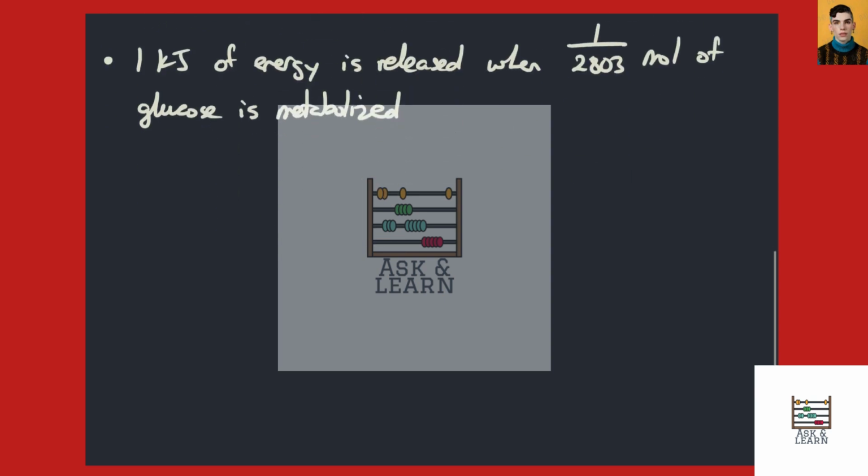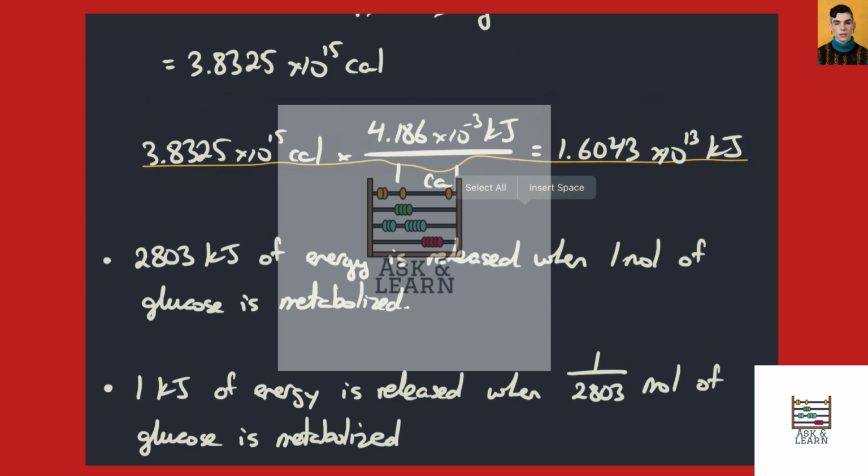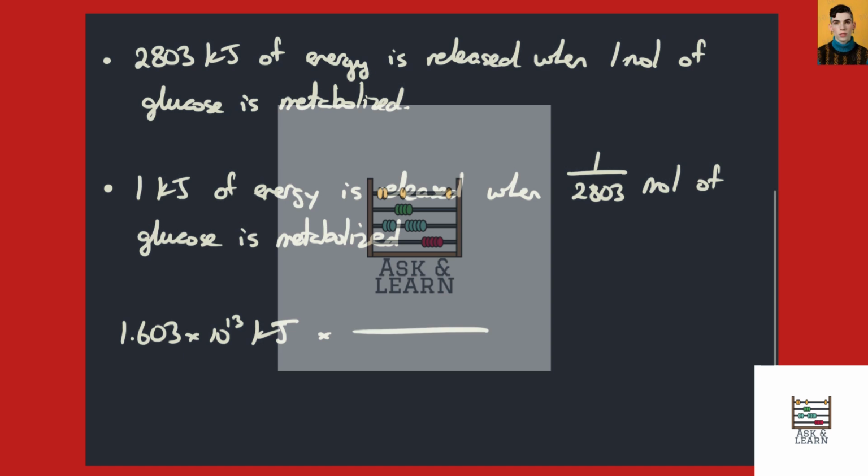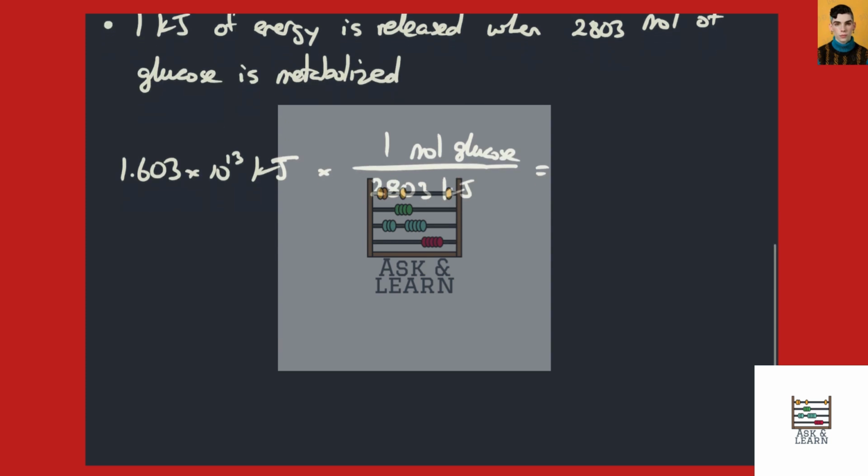So if we have 1.6043 times 10 to the 13 kilojoules, let's calculate moles. 1.6043 times 10 to the 13th kilojoules times, we can use either one of these, 2,803 kilojoules in 1 mole of glucose, and this will yield 5.7235 times 10 to the 9th mole of glucose.